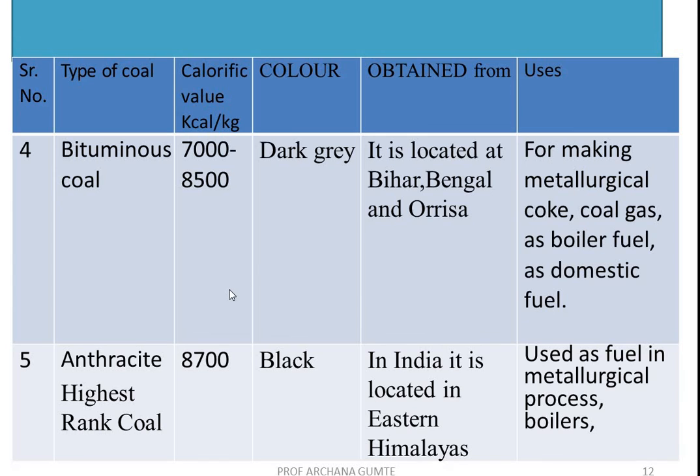Therefore, today we have focused on the introduction of fuel, its classification, characteristics of fuel, and in solid fuels we have seen coal and the classification of coal. We have seen different classifications from wood to anthracite, and we have seen that wood is the lowest ranking coal and anthracite is the highest ranking coal, and we have learned the classification of coal.